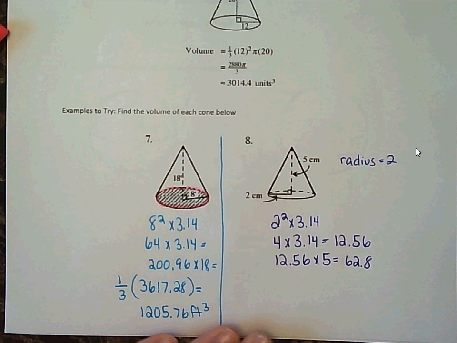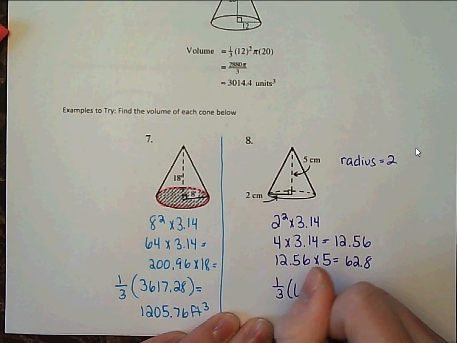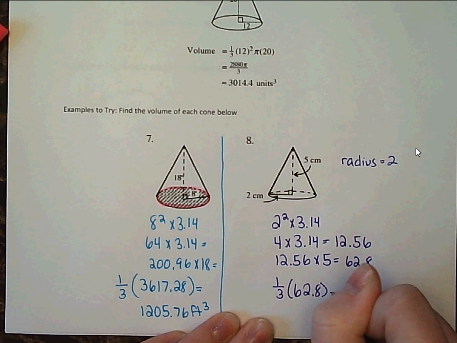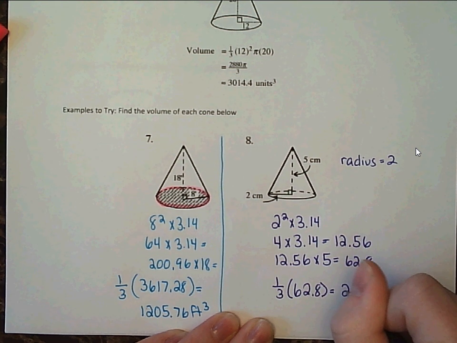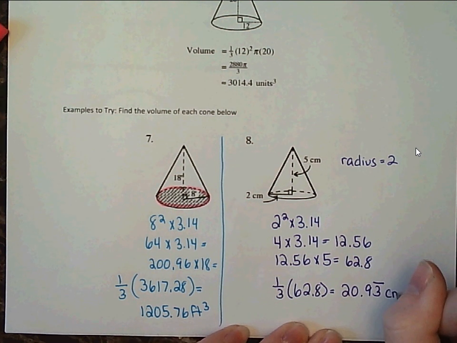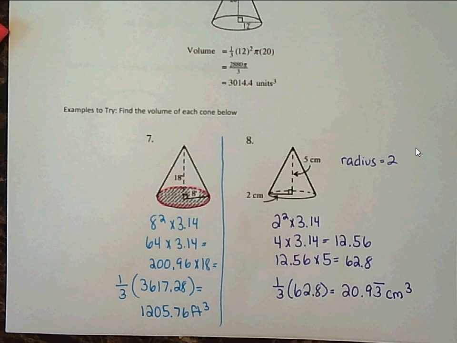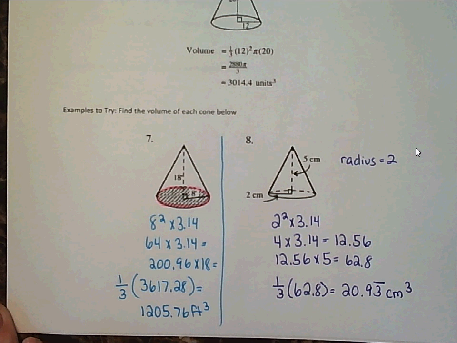62.8. But once again, because it's a cone, we want to multiply by 1/3. So 1/3 times 62.8. And you should have gotten 20.93, repeating, centimeters cubed for that answer. Okay, I hope you guys got the right answer, but that should be the explanation for it. I'm going to have you guys try some on your own in a few minutes, but that's how you can do that one.